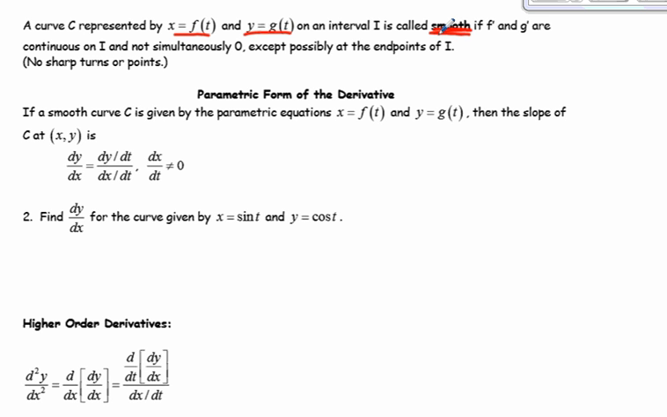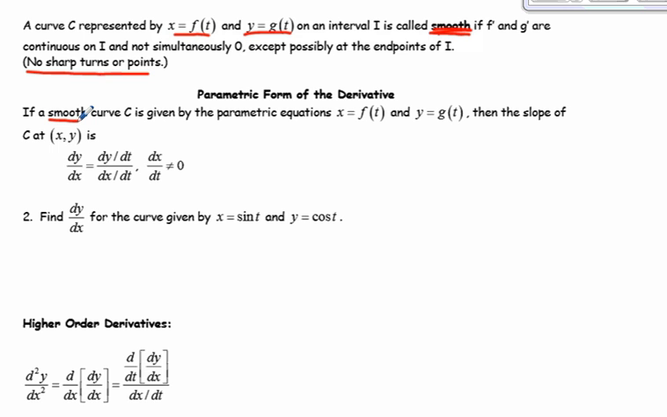So for the parametric equation to be continuous and smooth, both the derivatives of the components need to be continuous, except possibly at the endpoints of that interval, okay? So like I said, essentially no sharp turns or points or holes or anything like that. All right, so if you have a smooth curve, or think continuous curve, and actually differentiable, given by the parametric equations x and y.